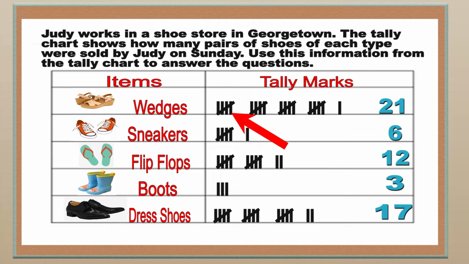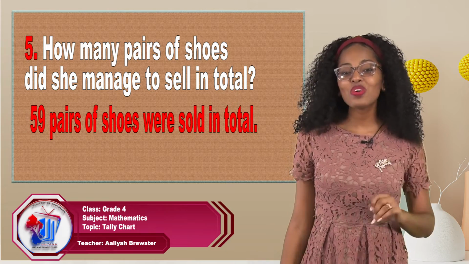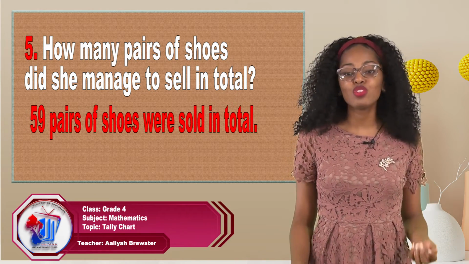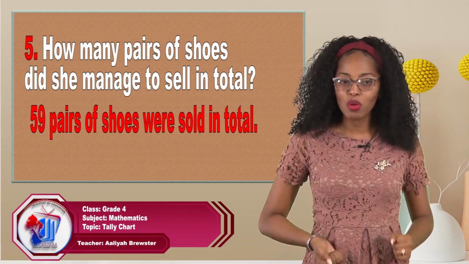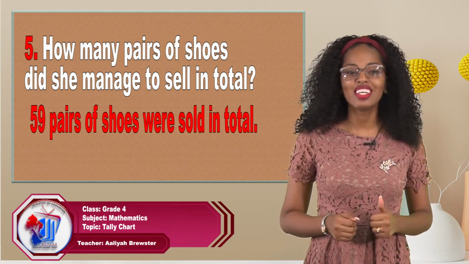Okay, so we have 5, 10, 15, 20, 25, 30, 35, 40, 45, 50. Good. So all the tally marks that are in groups of 5 is equivalent to 50. Now let's count the singles. 1, 2, 3, 4, 5, 6, 7, 8, 9. So 50 plus 9 is 59. So boys and girls, a total of 59 pairs of shoes were sold in total. Wow, Judy really worked hard on Sunday.